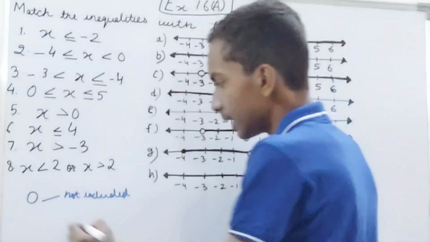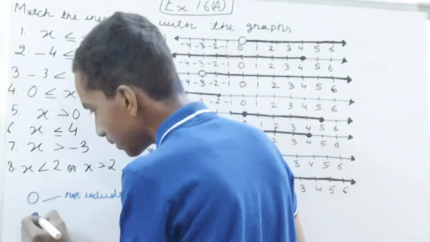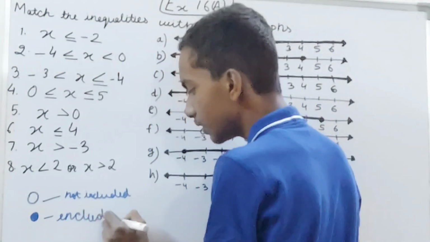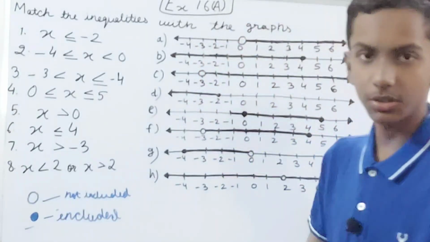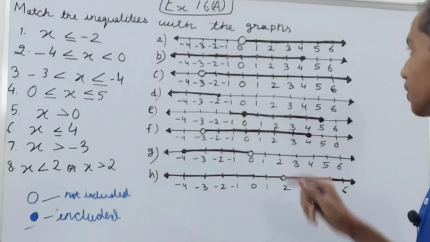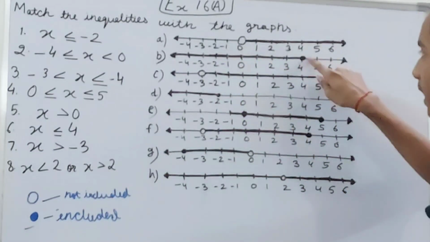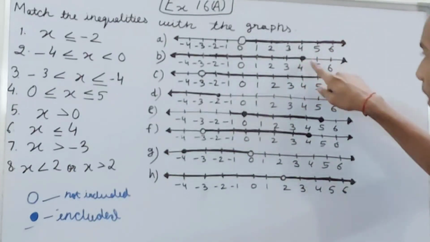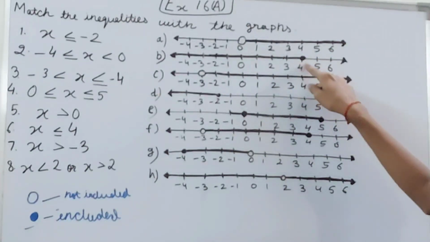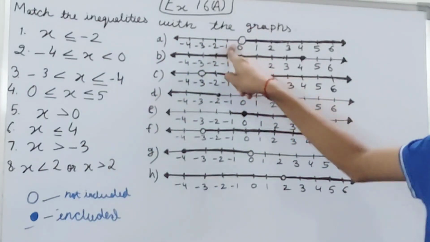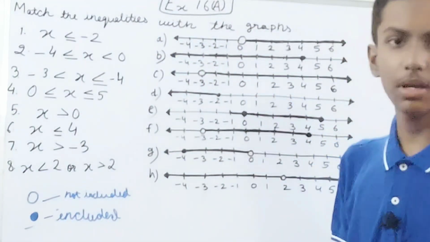And if a circle like this is there, that means it is included. On whichever number this circle is there, that number is also included, and the numbers after that which are shaded are also included. So you can see here this is on 4. That means the value of x can be 4 also, and it can be any number less than 4. Here you can see on 0, the value of x cannot be 0, but it can be any number above 0.